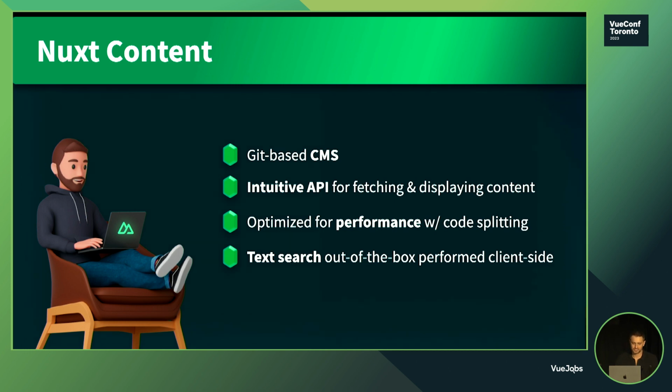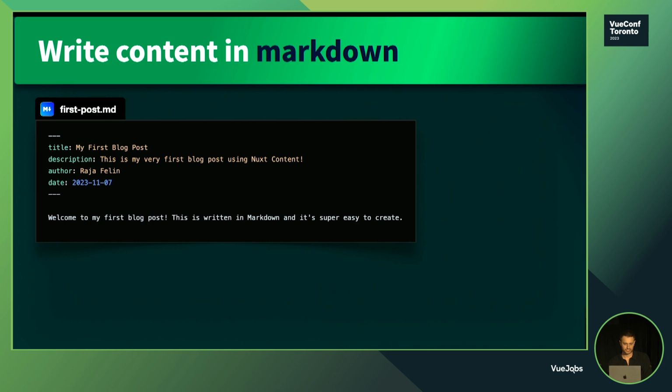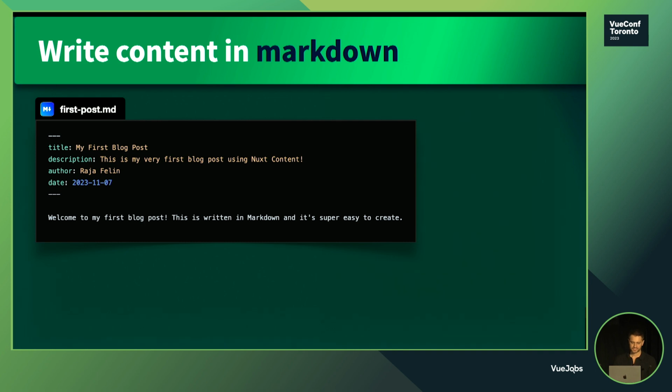So let's take a look at how we could create the simplest blog ever with Nuxt Content. To do this, we would essentially write our blog post in a Markdown file. At the top here, you can see we're defining our front matter, which is the metadata for the post, and this can be programmatically accessed and utilized later. This Markdown file is going to go into the content directory.